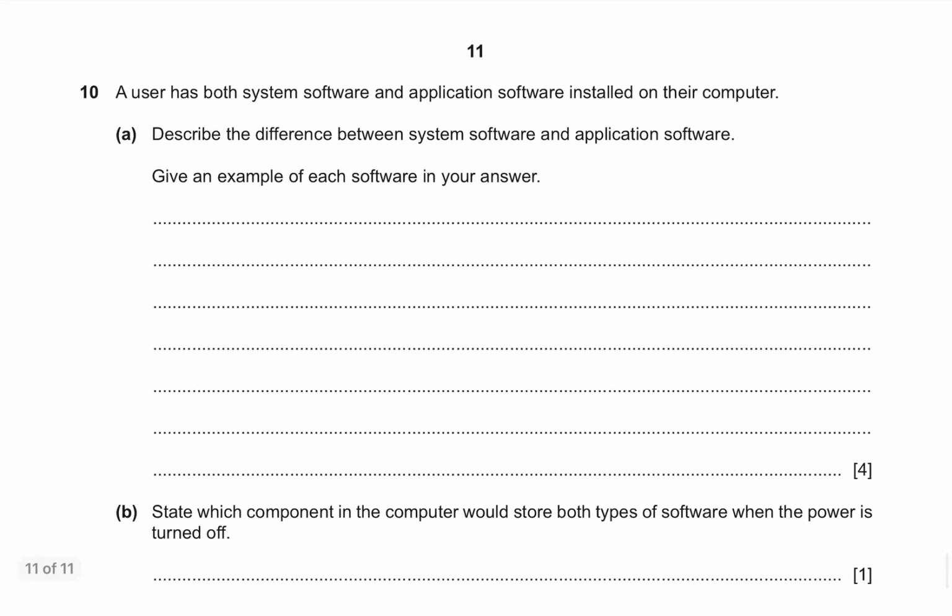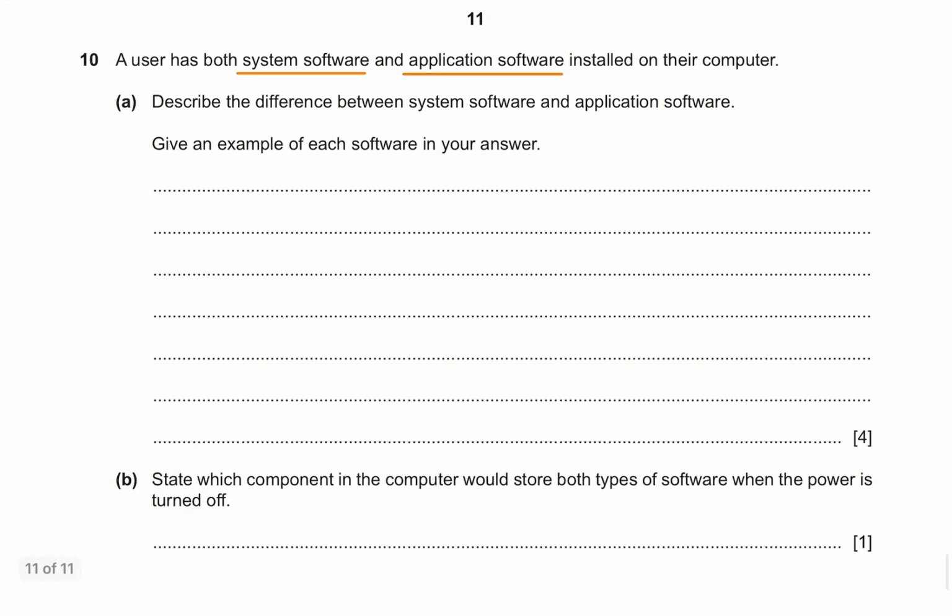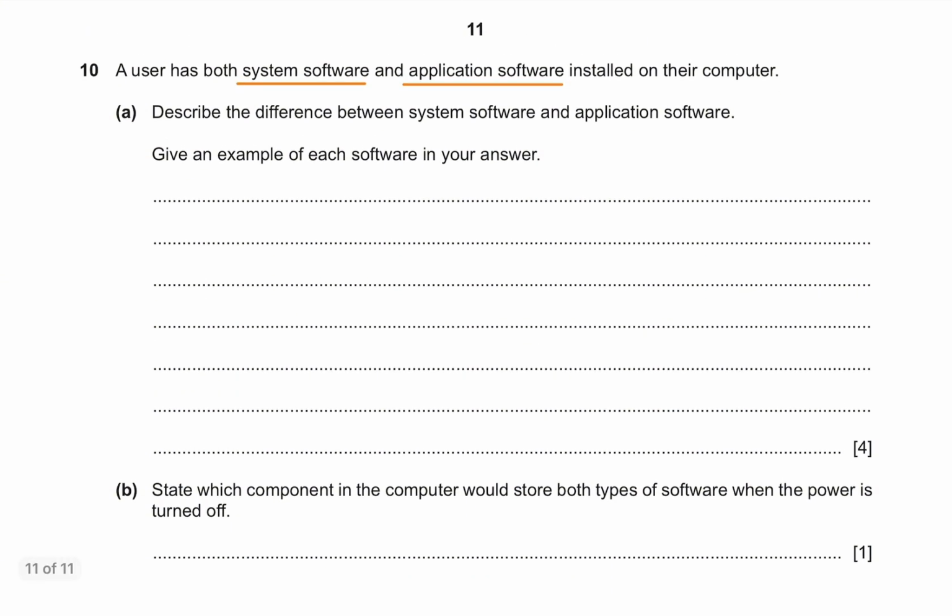The last question, question number 10, says a user has both system software and application software installed on their computer. Describe the difference between system software and application software. Give an example of each software in your answer. Okay, let's begin.